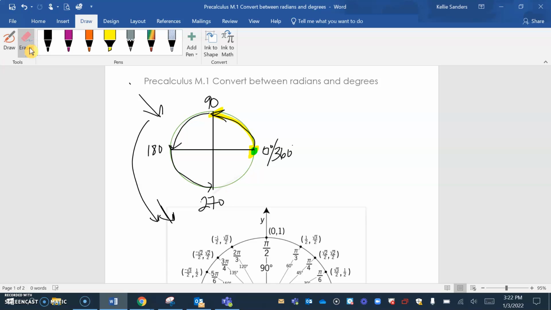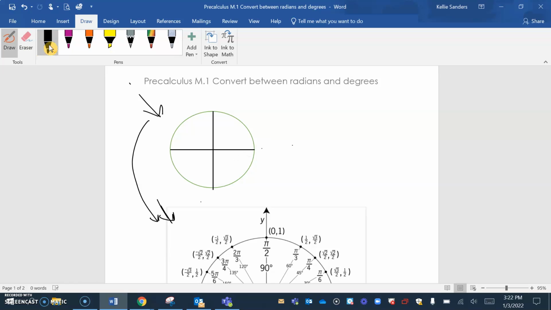All right, so let me erase that. And put 0, 90, 180 and 270. Now, bear with me again. What is it called from the center of a circle to the edge of a circle? It's called the radius.